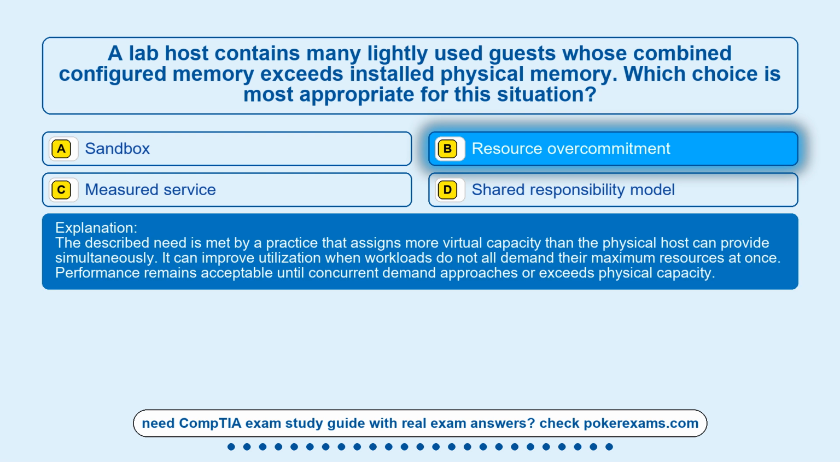The described need is met by a practice that assigns more virtual capacity than the physical host can provide simultaneously. It can improve utilization when workloads do not all demand their maximum resources at once. Performance remains acceptable until concurrent demand approaches or exceeds physical capacity.